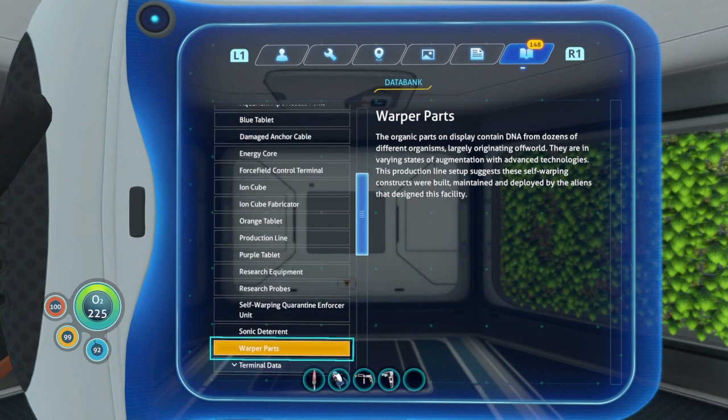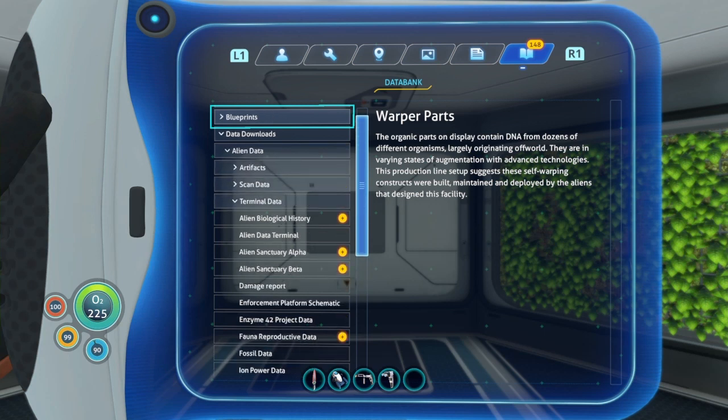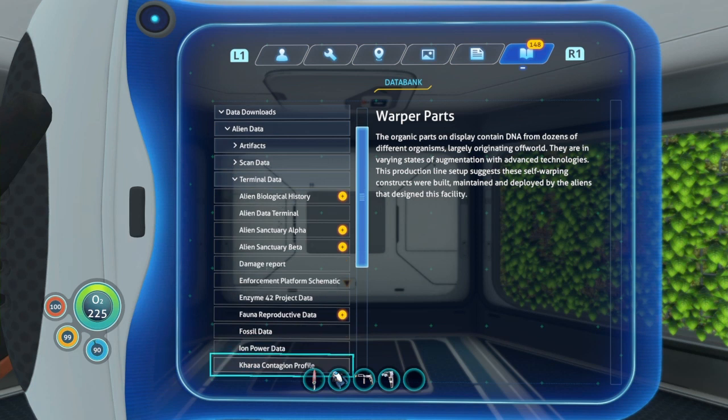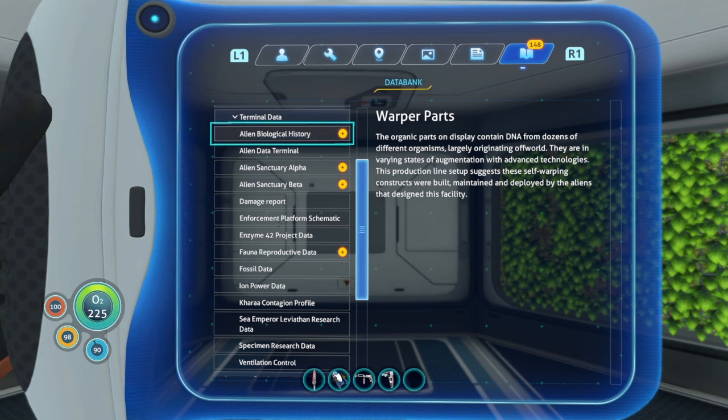Now then, last time we left off on the final thing, which was the warper parts scan data, which I ended up being able to finish off completely for the final entry of last episode. So today, under the category of alien data, terminal data, we will be going over all the terminal alien data that is available to us in the world of 4546b. So, let us start with alien biological history.